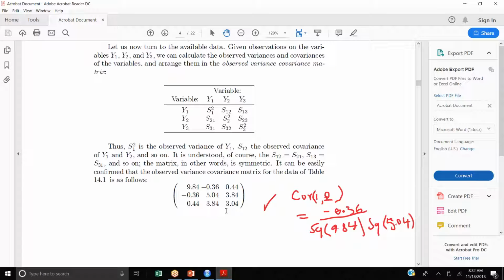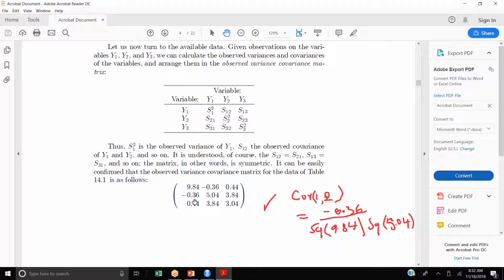Are you with me? What do I have to do? I just have to divide 9.84 divided by, this one is 9.84. So if I want to get a correlation matrix, this will be 1, this will be 1, this will be 1, right? So correlation between variable y1 and y2 is minus 0.036 divided by square root of 9.84 times square root of 5.04. Everybody agrees?